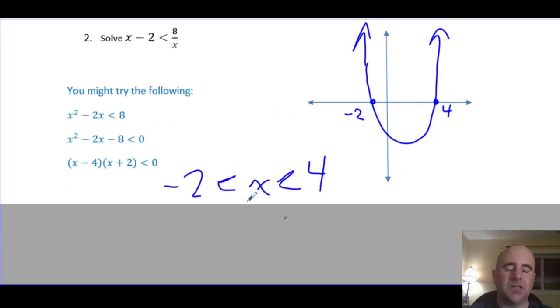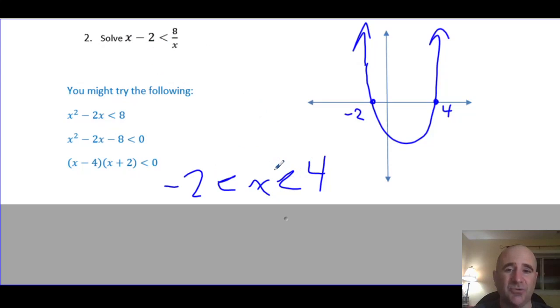Well, let's just take a look at some of the answers we come up with. Think of numbers between -2 and 4, like 3. Okay, 3 minus 2 is 1, and 8 over 3 is 2 1/3. So yeah, 1 is less than 8 over 3. So x equals 3 is an answer, and it works.